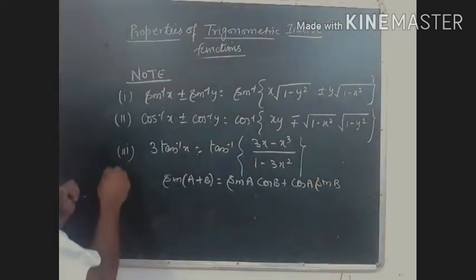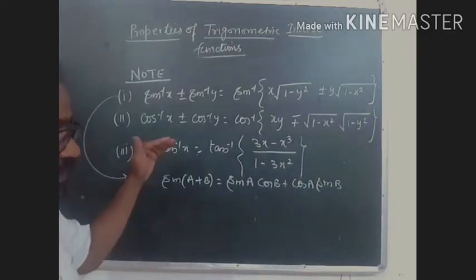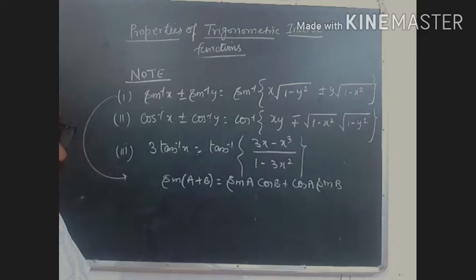sin a cos b plus cos a sin b. I am proving the first part only. The second and third you can prove. sin(a plus b) equals sin a cos b plus cos a sin b.